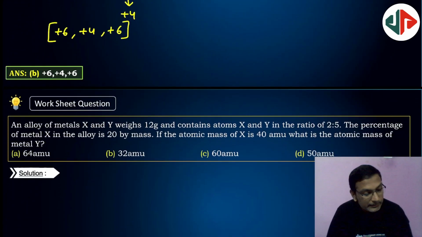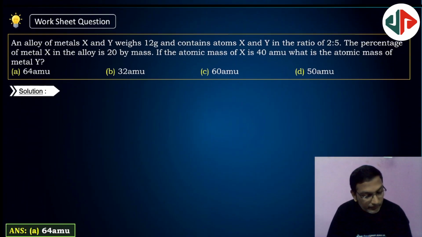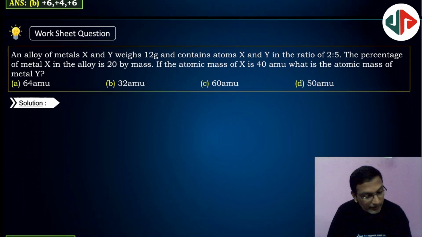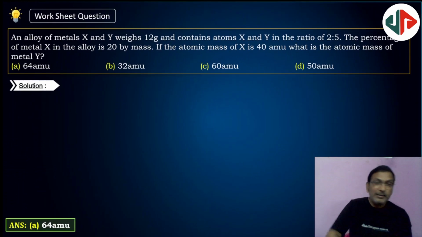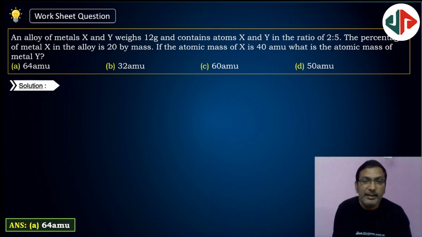Next one. An alloy of metals X and Y weighs 12 grams and contains X and Y in the ratio of 2:5. The percentage of metal X in the alloy is 20% by mass. If the atomic mass of X is 40, what is the atomic mass of Y? Simple question only.